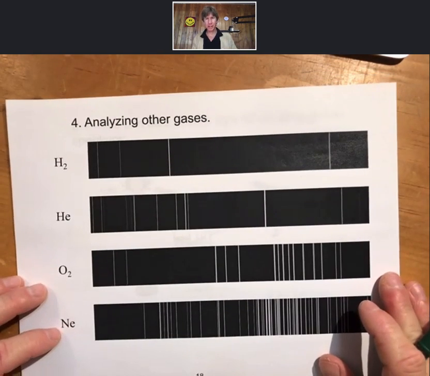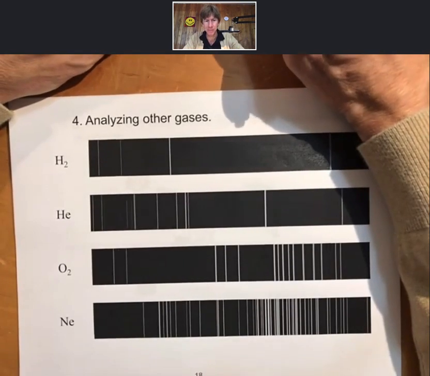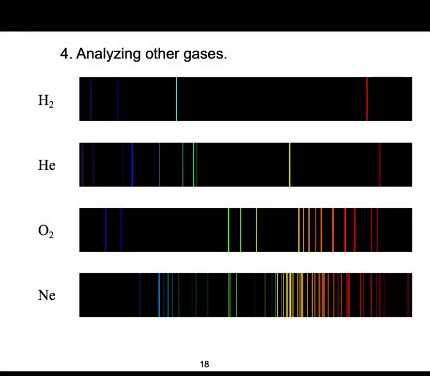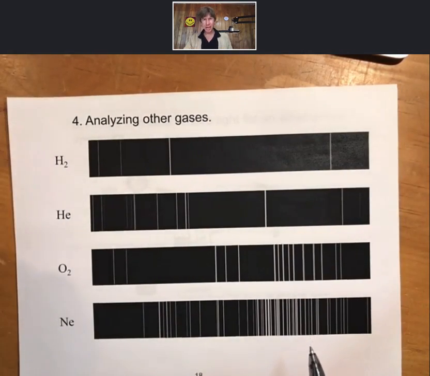Well, if you do it for other gases, again using gas discharge tubes, we could also do this for metals as well. You would see that we get different colors. So we get different colors, yet none of them has a total spectrum of all the colors. So analyzing other gases, each gas emits a specific set of wavelengths.